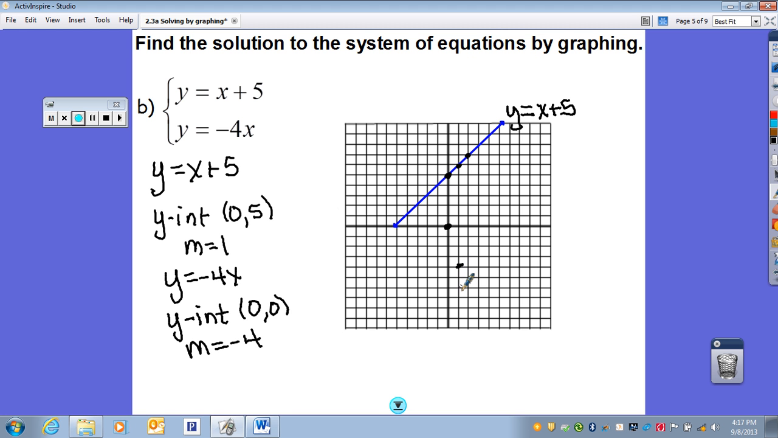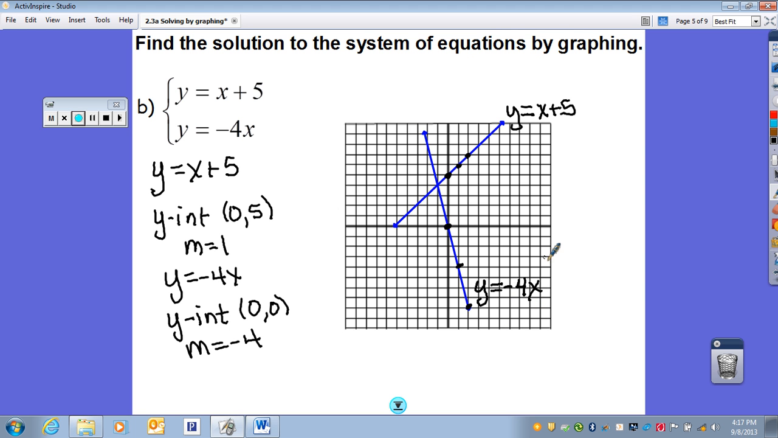Down 4 and over 1. And then draw in your line. Be sure to label your line after you have drawn it as y equals negative 4x, and be sure to extend it to fill up your graph.